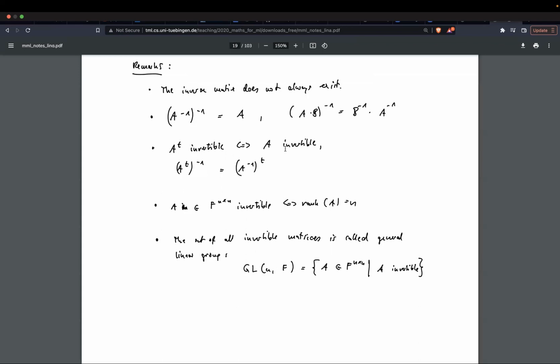If A is invertible, then the transpose of A is also invertible. The inverse of A transpose: basically what they are saying is that if I take the transpose and then invert, it is essentially the same as if I do the inverse and then transpose it.